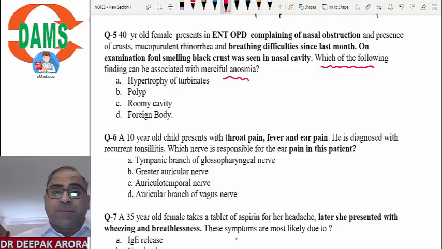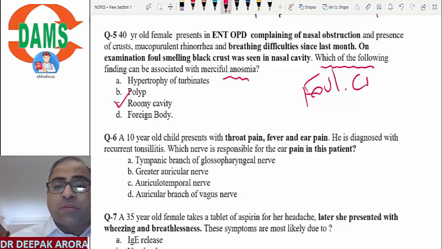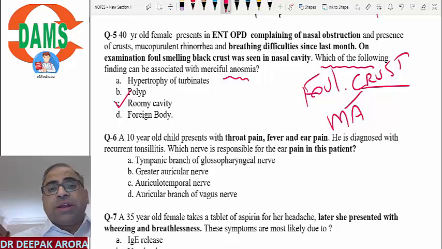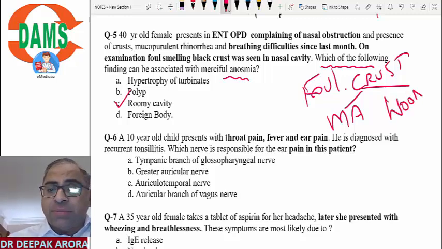Merciful anosmia. Merciful anosmia is a keyword for atrophic rhinitis. And when every corner is atrophied, your roomy cavity is there. So answer will be C option. If the examiner mentions the word woody nose, it is rhinoscleroma. What is common in these two? Common is foul smelling crust. If merciful anosmia is there, it is atrophic rhinitis. If the examiner mentions the word woody nose, it is your rhinoscleroma.